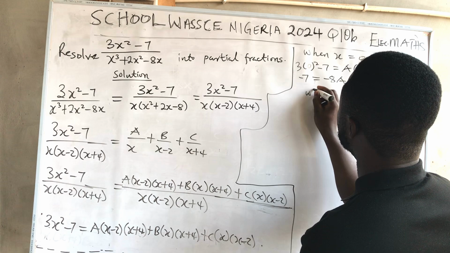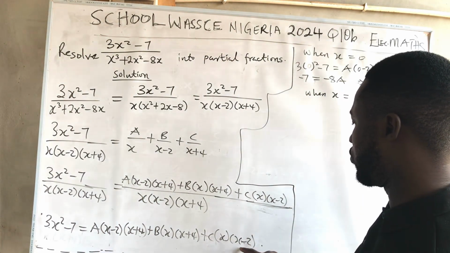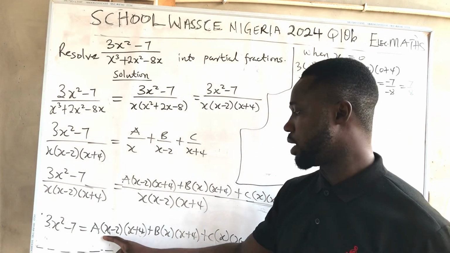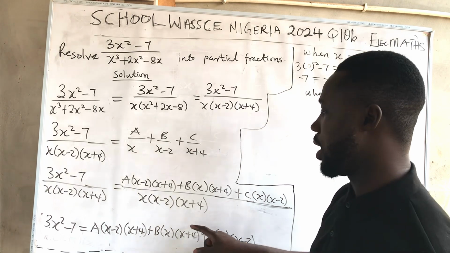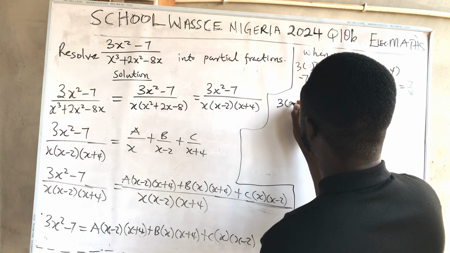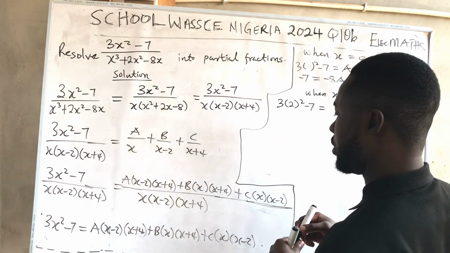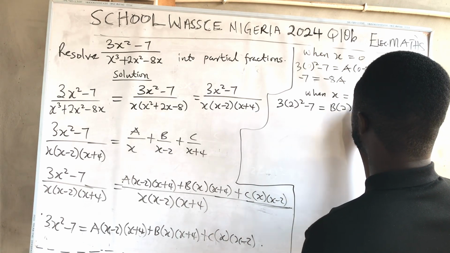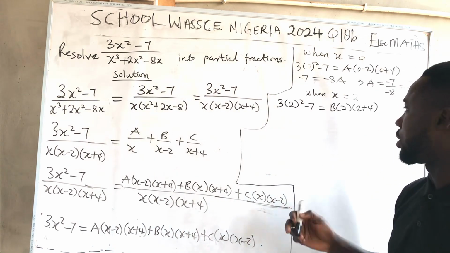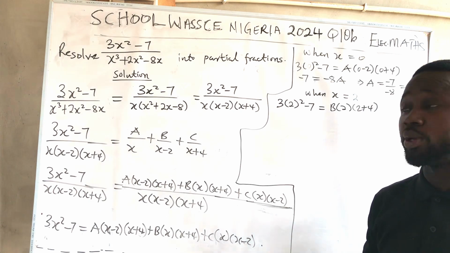Then I also say that when x is equal to 2, I want to find b. So when x is equal to 2, the a side will become 0, and then the c side becomes 0, and I can find b. So I'll say 3 times 2 squared minus 7 equal to, the a will become 0, and then I have b times 2 times (2 plus 4). Because when x is 2, the a and the c terms become 0.